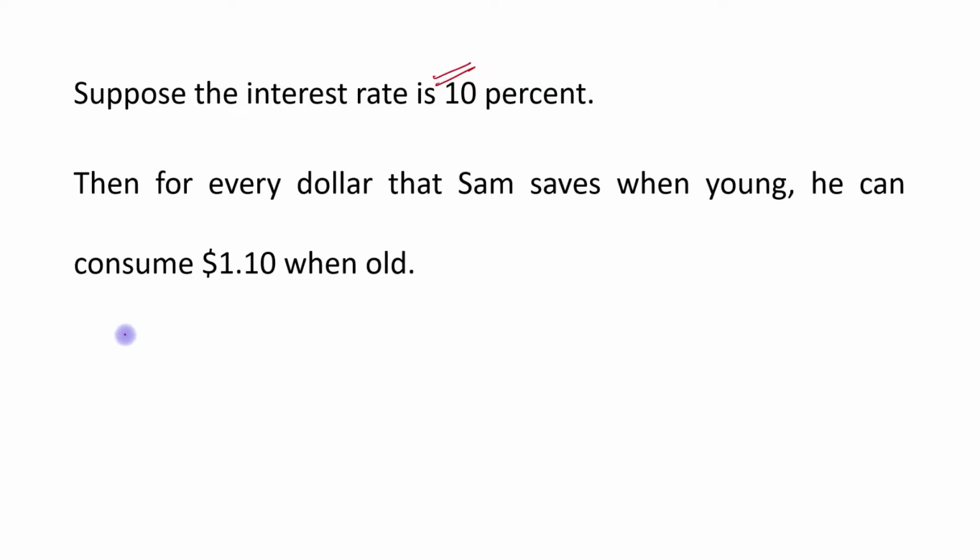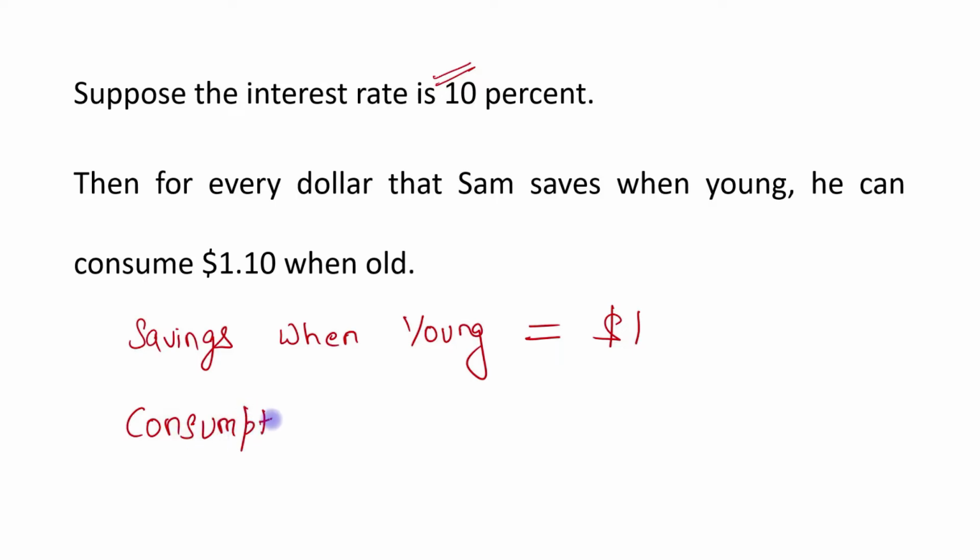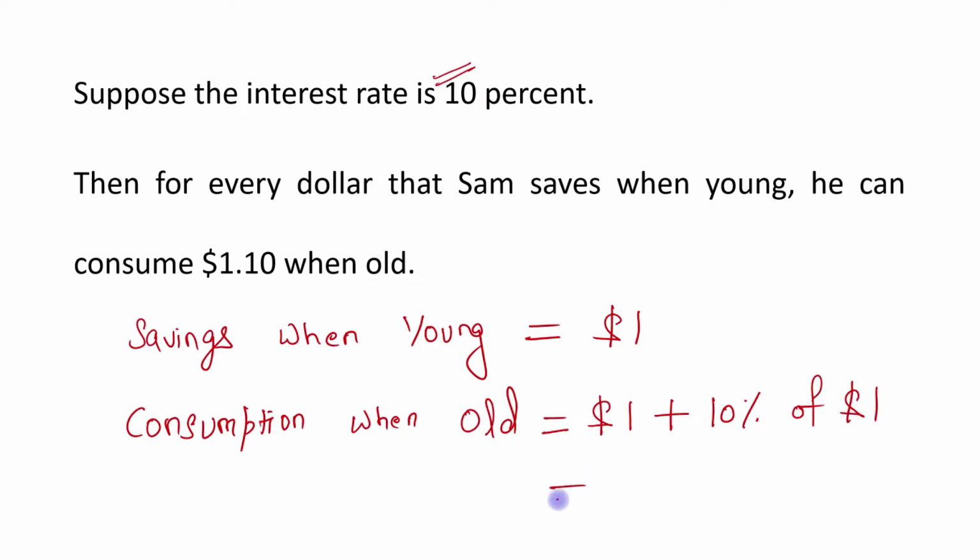This is also a very simple thing. If I assume that $1 is saved when young, then consumption when old is $1 plus 10% of $1, right? This is the interest rate on this savings. So $1 plus 0.1 of $1. Final answer will be $1.10. So this is what it is trying to say. Okay.